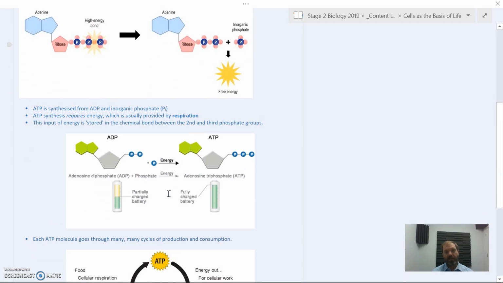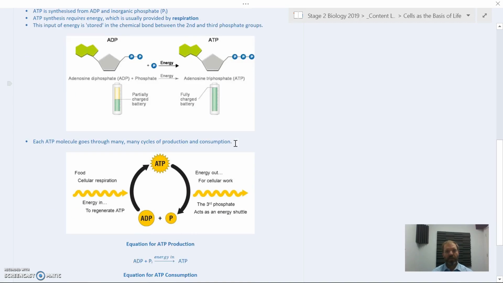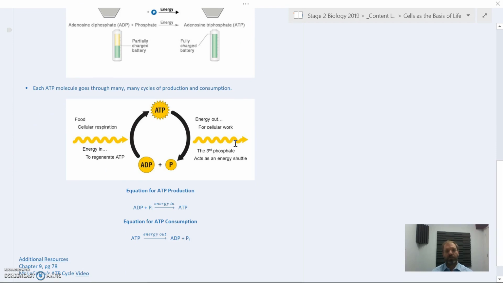So in order to make ATP, we do the reverse of this process. ATP is synthesized by combining ADP and inorganic phosphate. So with our depleted battery, we need to put some energy in to make that bond happen. Putting that on there, now we have ATP, and that's ready to go. In fact, each ATP molecule is used up over and over again, cycling between being ATP and ADP plus phosphate. The energy to go up in this direction from ADP and phosphate up to ATP comes from respiration, so energy in to make that happen, and then the energy out is used for cellular work.